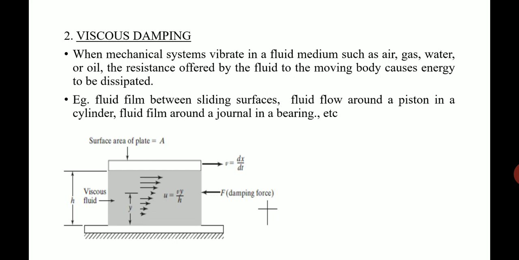As we have done in the previous session, we need to understand certain things while analyzing viscous damping. So here we are going to analyze a system where there are two plates and a layer of fluid in between the two plates. The surface area of the plate as shown is A. The viscous fluid is at a thickness of h. Between the two layers there is a viscous fluid, and the thickness of that viscous fluid is h.